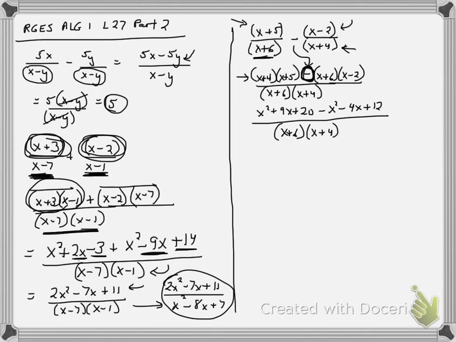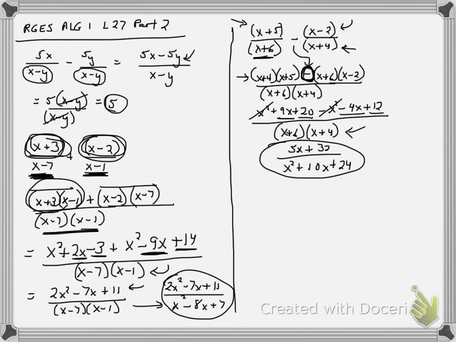Okay? Now, x squared minus x squared cancels out. 9x minus 4x is 5x. 20 plus 12 is plus 32. And over the denominator, which I'll go ahead and FOIL out because he likes to. X squared plus 6x plus 4x is plus 10x. 6 times 4 is plus 24. You see how critical it is that you can factor and FOIL, distribute those out.